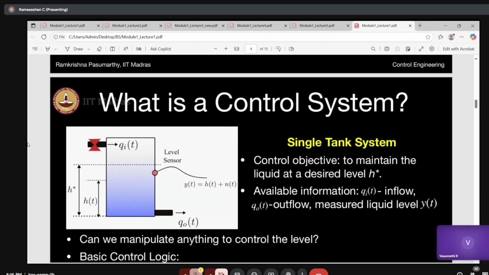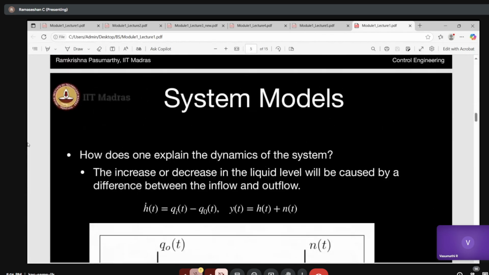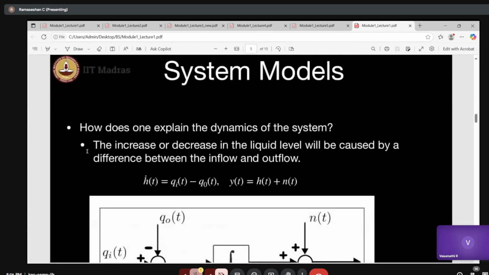Sir, I was trying to understand how the professor built that mathematical model for this particular single tank system. So you mean this model? Yeah, so dh by dt is equal to qi minus q naught, and y of t is h plus nt, which is error. So what is it that you don't understand here?